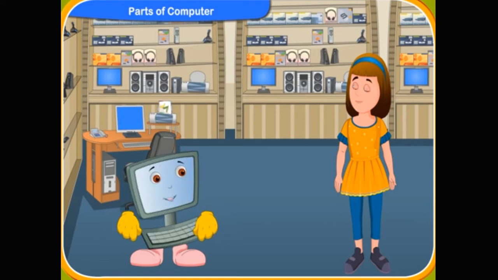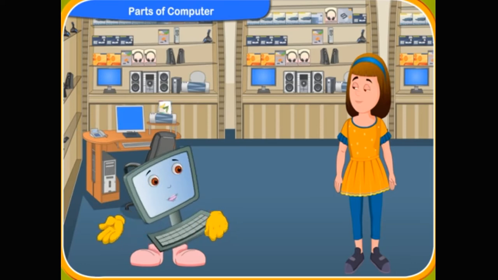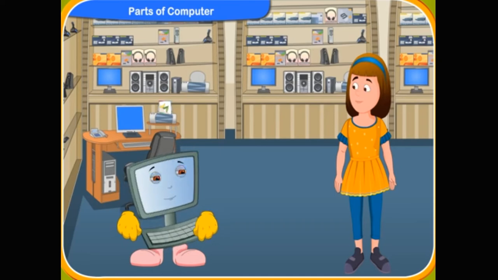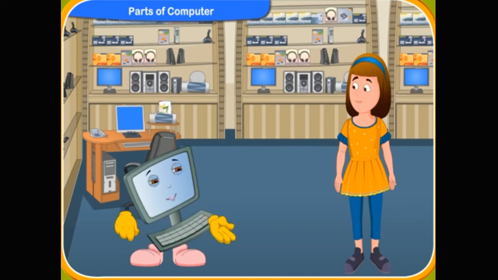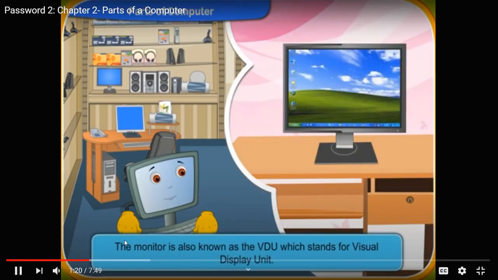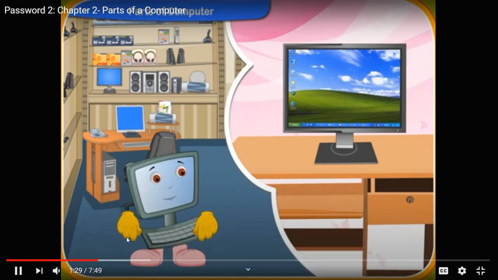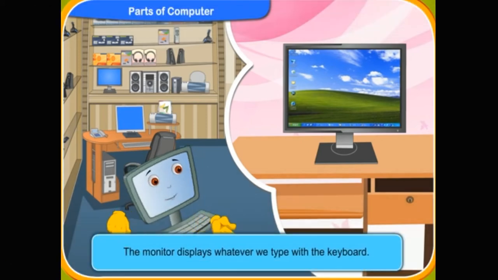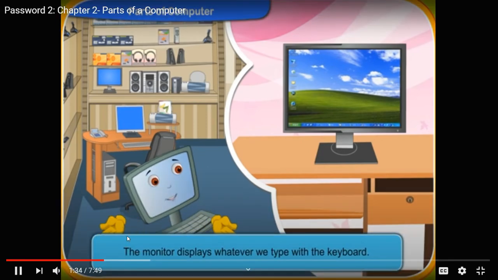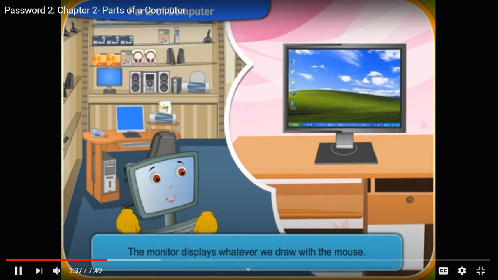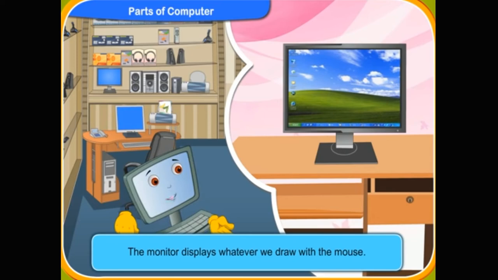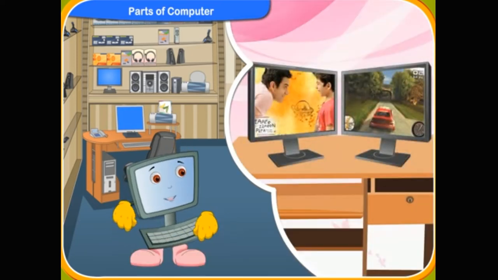I think you need to refresh your memory. Let me tell you what the main parts of the computers are used for. Yes, please do. Let's start with the monitor. The monitor is also known as the VDU, which stands for Visual Display Unit. It looks like a television. The monitor displays whatever we type with the keyboard. The monitor also displays whatever we draw with the mouse. You can also watch movies or play games on the monitor.